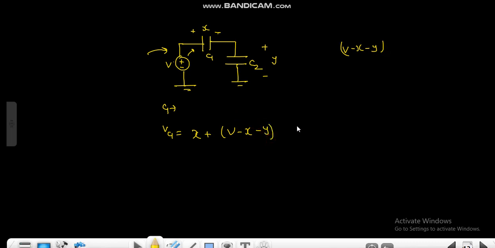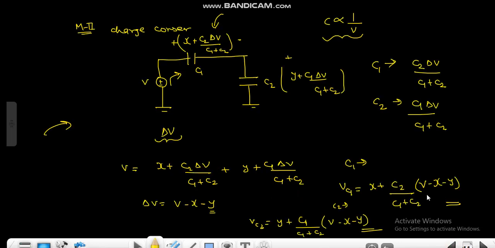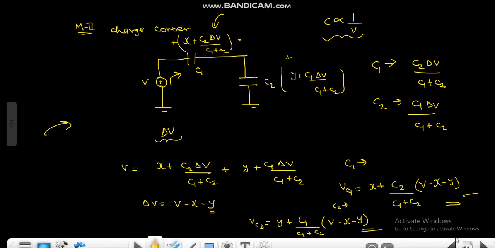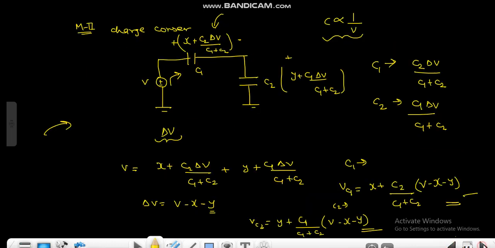Now we will divide it in inverse proportion. So it will be C2 upon C1 plus C2. Now for VC2, Y plus V minus X minus Y into C1 upon C1 plus C2. That's how we should write it. See, this expression and this expression both are the same. You may think these are different, but these are the same. I have already checked. Simplify this and you will get this expression only. So that's how you should write.